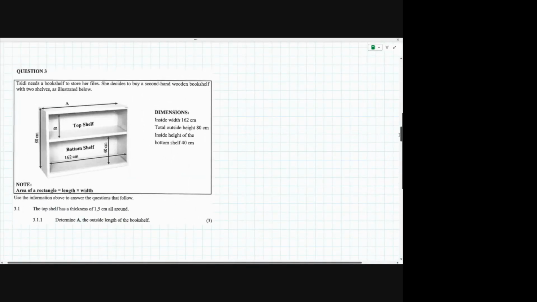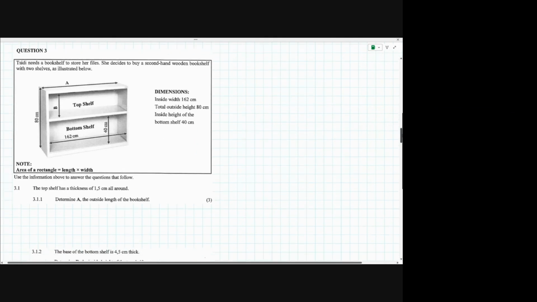Right, CD needs a bookshelf to store her files. She decides to buy a second-hand wooden bookshelf with 2 shelves as illustrated below. I remember this question so distinctly. Anywho, we have been given a few dimensions of the bookshelf, and it's important to take note of what dimensions you have been given. So for example, this 80 centimeters on the side is the height of my bookshelf, the entire bookshelf. We have also been told that the height of one shelf in the bookshelf is 40 centimeters.